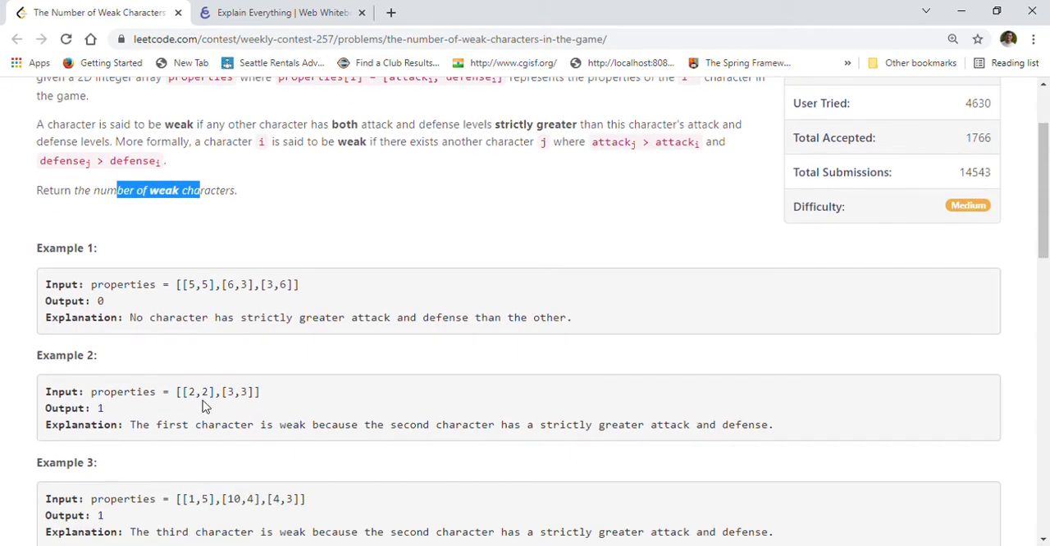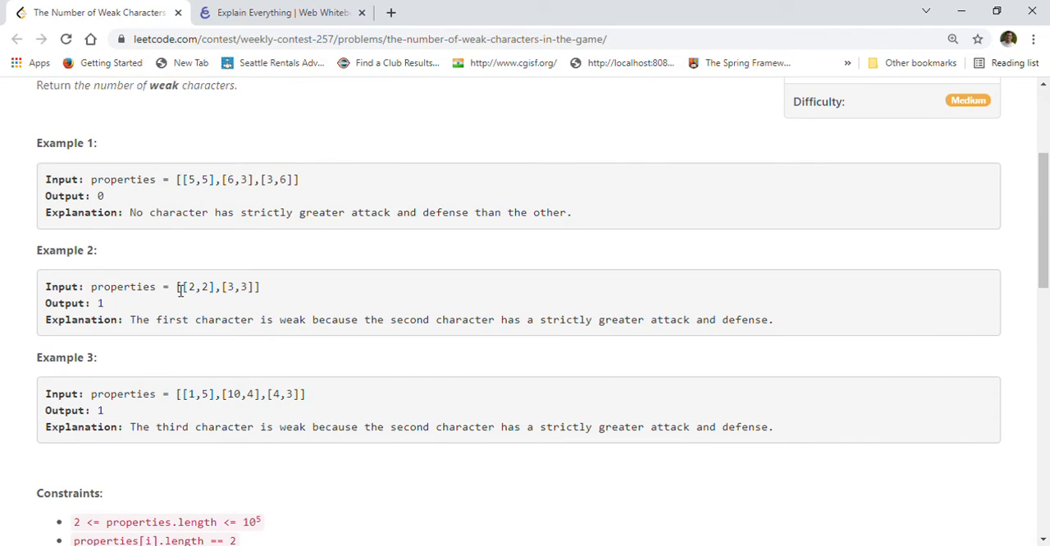So they have given us a few examples. For example, in this second example, you can see that for the first character, attack is 2, second's attack is 3, right? So it is more than the 2. Also here defense is 2 and this character's defense is 3, which is bigger than this character's, right? So this is a weak character, right? So the first character is weak, so we have to return the number of weak characters in the game. So this is the problem.